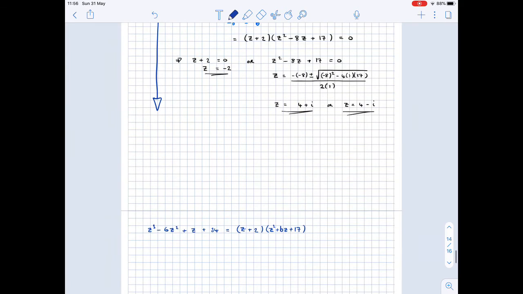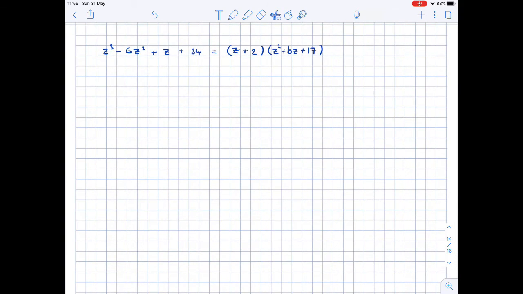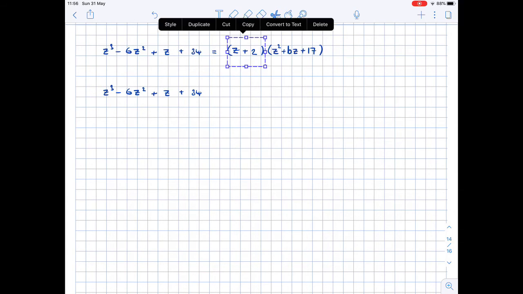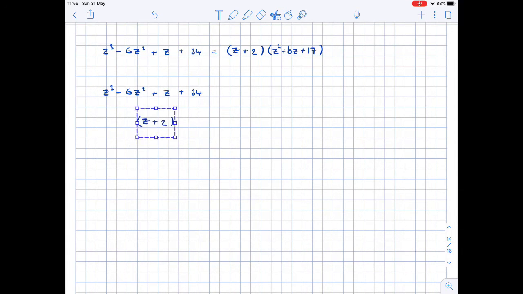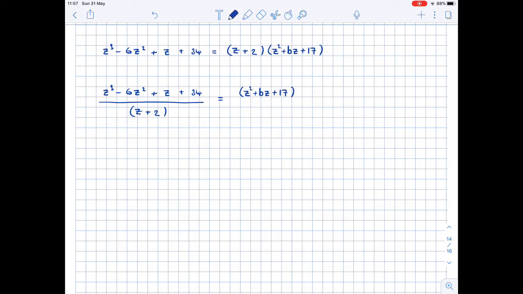Alternatively, instead of recognising those factors, we could have used long division. So here we can see, taking the original function, we know that z plus 2 divides into it as z equals minus 2 is a root. Therefore, that will give us some quadratic function. In this case, you can see the z squared and the 17, wanting to find the middle term. So let's go ahead and do this long division.